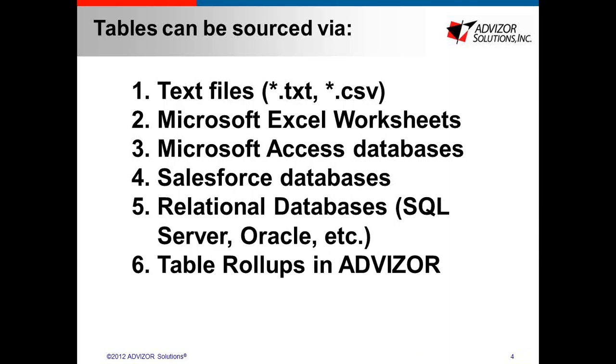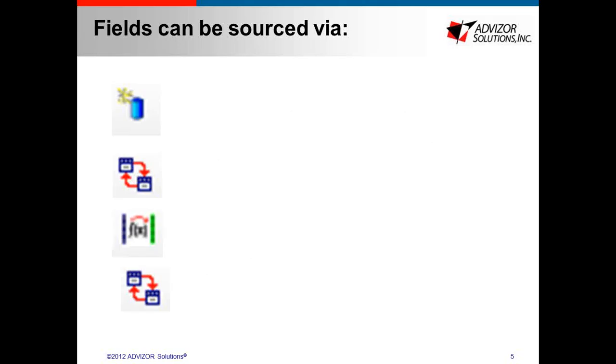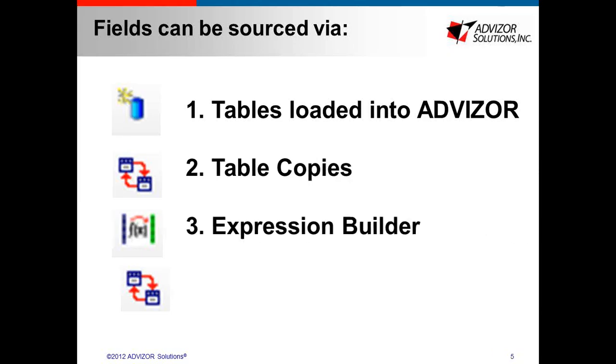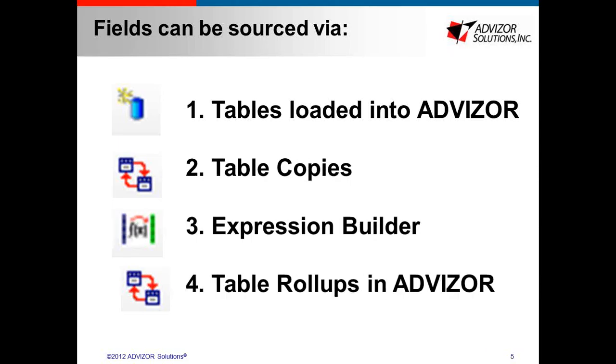That would bring in an additional table that you did not load from an outside source, but it creates a table within the software itself. So that explains how tables are sourced. How are fields sourced? Well, the fields can be sourced from tables that you initially loaded into the Advisor software. They can be sourced by copying from one table to another within the software. They can be sourced by creating them using the expression builder, and they can also be sourced when you do a roll-up, creating a new table from an existing table.